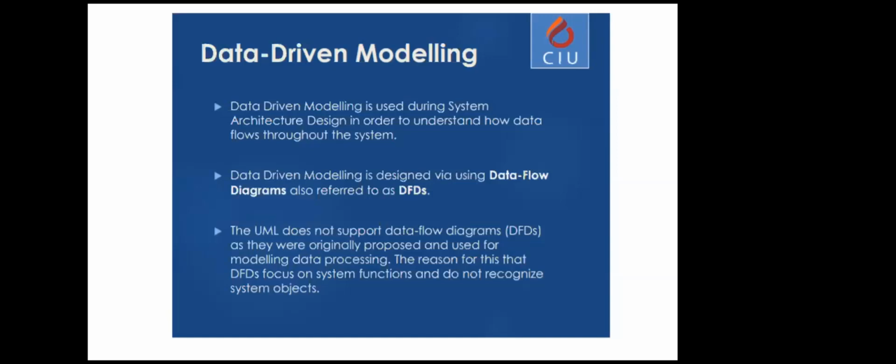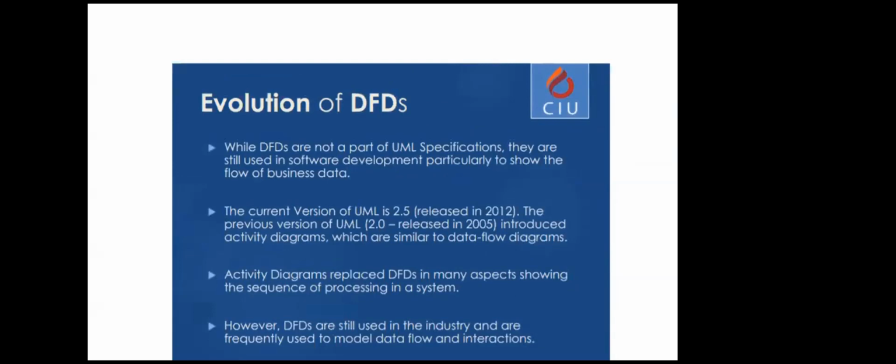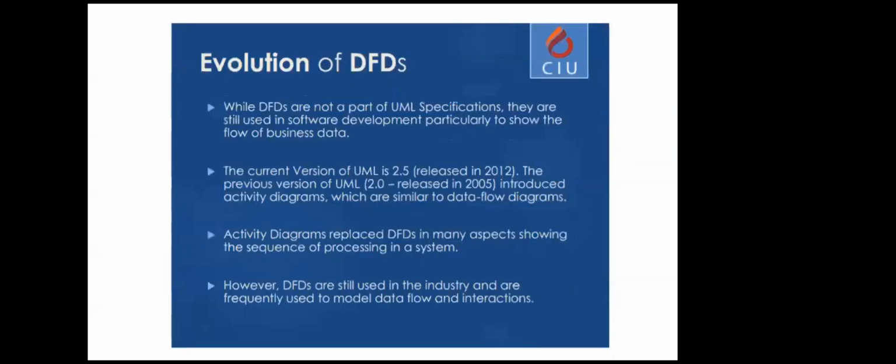The UML, in its current version, which is 2.5, does not support data flow diagrams. They were originally proposed and used to model data processing. The reason for this is that DFDs focus on system functions and do not recognize system objects. This is more about the functionality rather than the systems themselves, so it is more of a realistic approach rather than the abstract representation. That is why they're not really a part of the UML specifications.